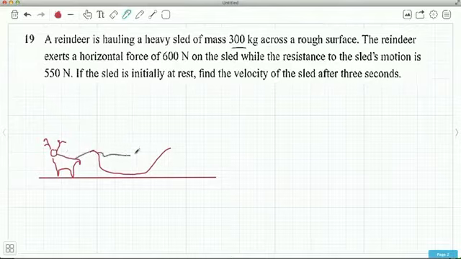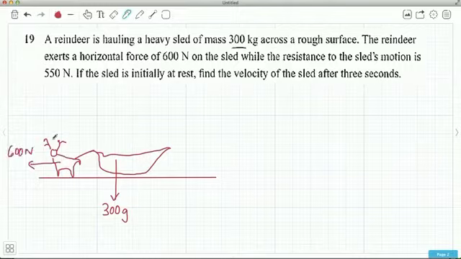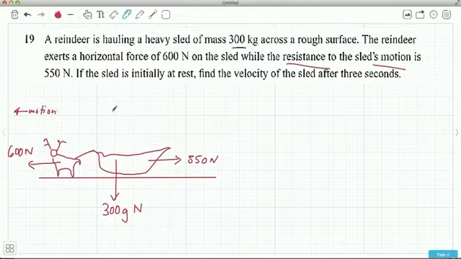Okay, so we've got a mass of 300 kilos. 300 kilos times g is the weight. 300 times gravity, so that gives you the weight. The reindeer exerts a horizontal force of 600 newtons on the sled. So the reindeer is pulling 600 newtons, 300 g newtons down. The sled is not bumping around up and down, but it does say here the resistance to the sled's motion is 550 newtons. I always like to put a little arrow that's not connected to anything that tells me the direction of motion as well.